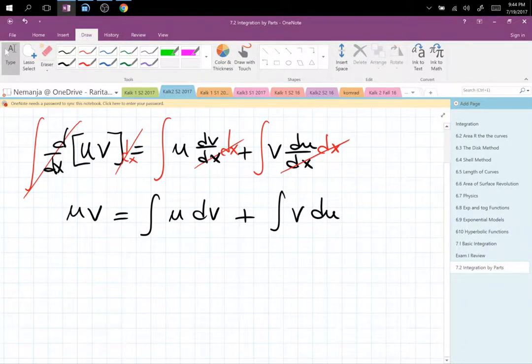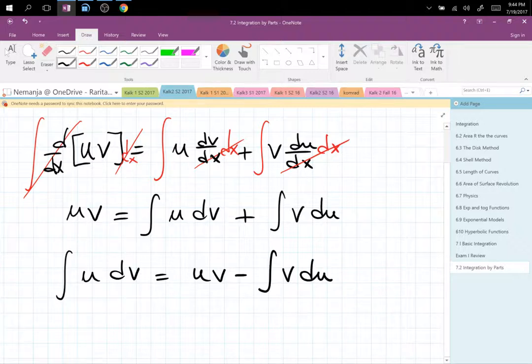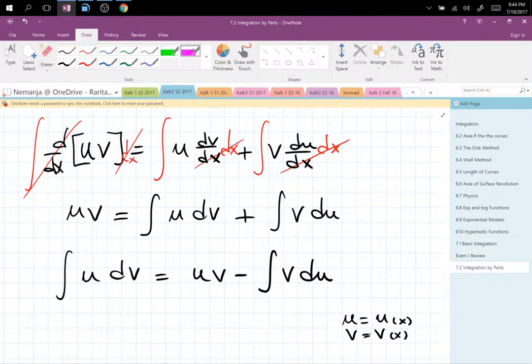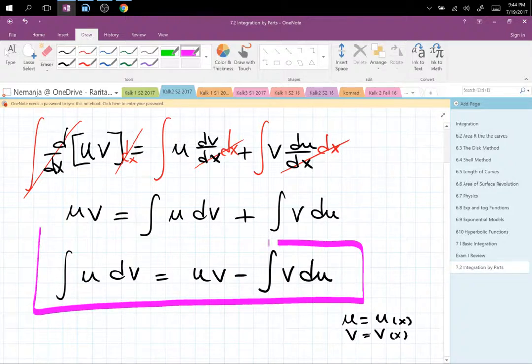So at this point I'm going to solve for integral of u dv, and that will give me uv minus integral of v du. Please note at all times that these u and v are functions of x. So u is u of x, it's a function, and v is the v of x, which is also a function. We are done. This is it. This is your formula. Actually, this needs to be far more dramatic. There we go. So this is our formula for integration by parts.